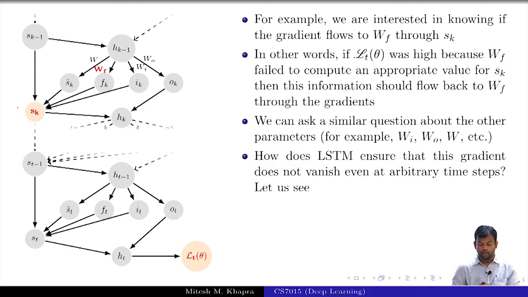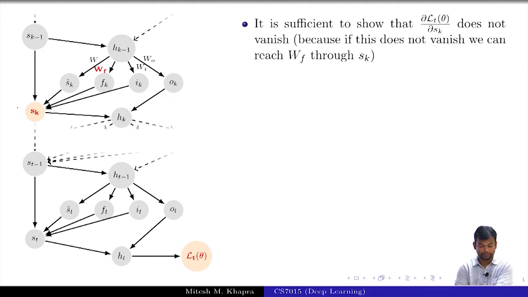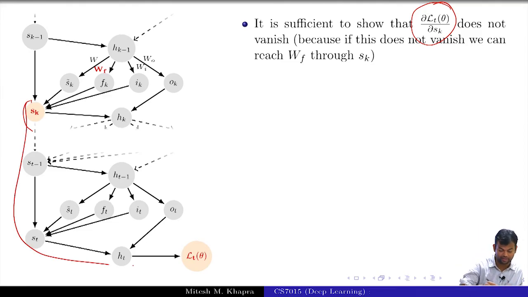Now, how does the LSTM ensure that this does not vanish? Let us see that. As I argued earlier, it is sufficient to show that this gradient does not vanish. If I can show that this gradient does not vanish, then I'm pretty sure there's no recursive connection here because it's just a single connection. So if I can show that the gradient reaches up to this point, then after that I can be sure that it is going to reach W_f. Everyone buys that setup, right? This is what I need to show. To prove that the gradient reaches W_f, I just need to show that it reaches s_k. That's the only thing I need to show.